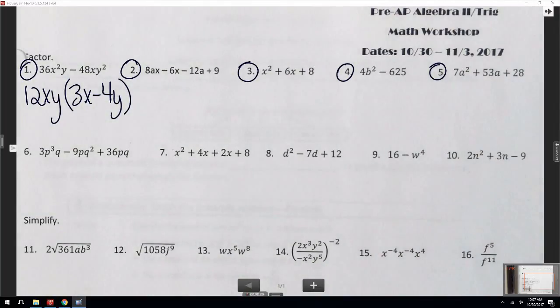And you're on a math workshop test coming up in the next few weeks, and you don't know if it's right or not. How could you check your answer? You could distribute it back in, right, and get the same thing. All right, what about number 2?